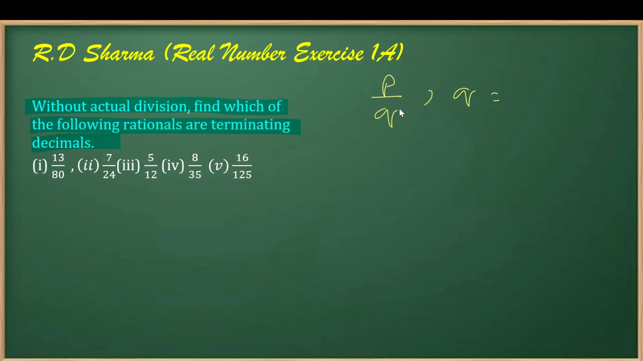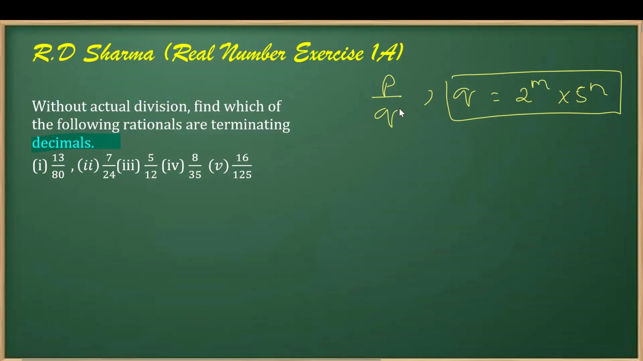If the prime factorization of the denominator is in the form of 2 raised to the power m into 5 raised to the power n, where m and n are whole numbers, then we say that it is terminating. But if it has factors other than 2 and 5, then we say non-terminating repeating. So let's begin with the first one.